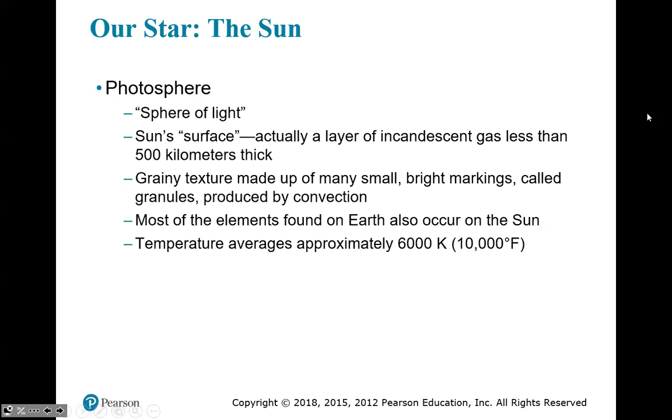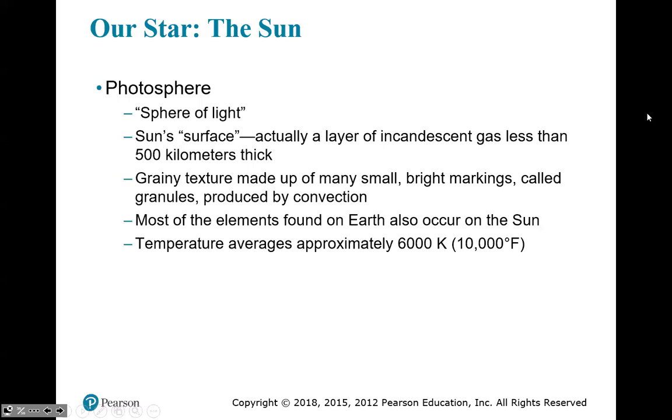So let's talk about the structure of the sun. What we see in the sky, the thing we see that emits light, is what's called the photosphere. It is the sphere of light. Photo, light, sphere. That's the sun's surface. It's actually just the point where, as you're looking into the sun, it becomes opaque. It's a layer of incandescent gas that's maybe less than 500 kilometers thick that you're seeing.